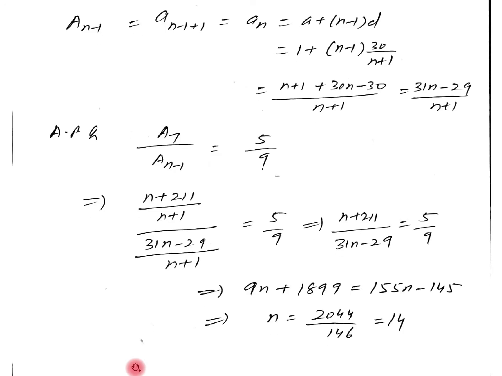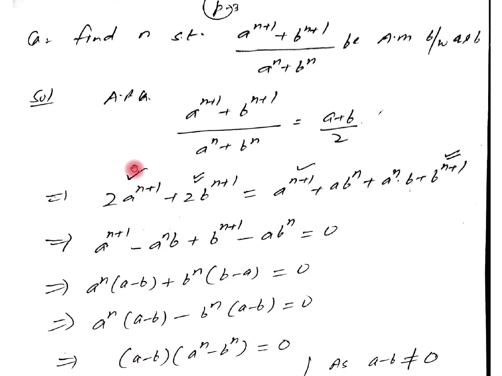Now let us see the next question. It is one of the important questions. Find n such that this quantity is the arithmetic mean of a and b. Now this is the arithmetic mean of a and b, so we can write this quantity is equal to (a plus b) by 2. Now we have to do the cross multiplication in this very question. Only we have to use the laws of indices, how to collect the terms.